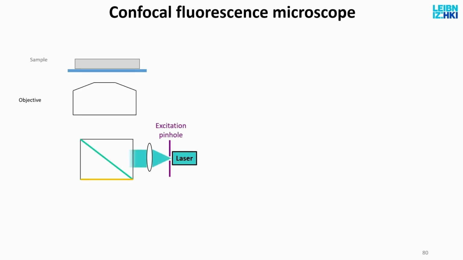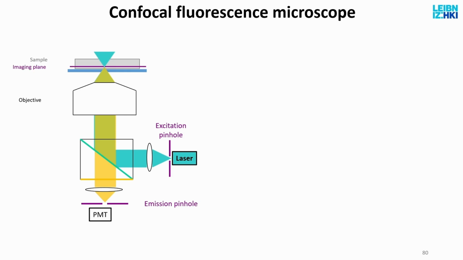So what happens? We still need the laser, as usual, because it's just a fluorescence microscope. But this is then the main part here. We can also put a pinhole here, but you don't have to. And then you have to scan in XY and you have to scan in Z.